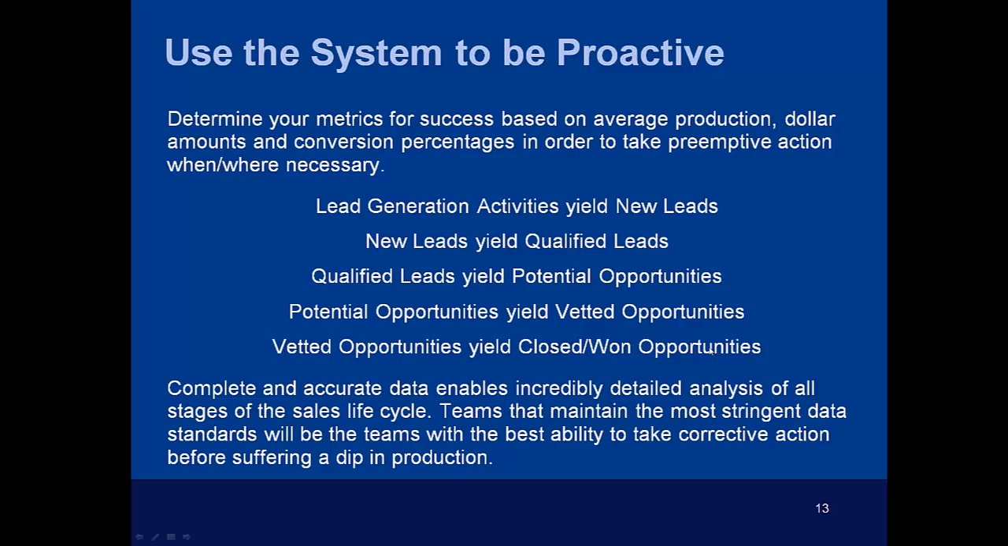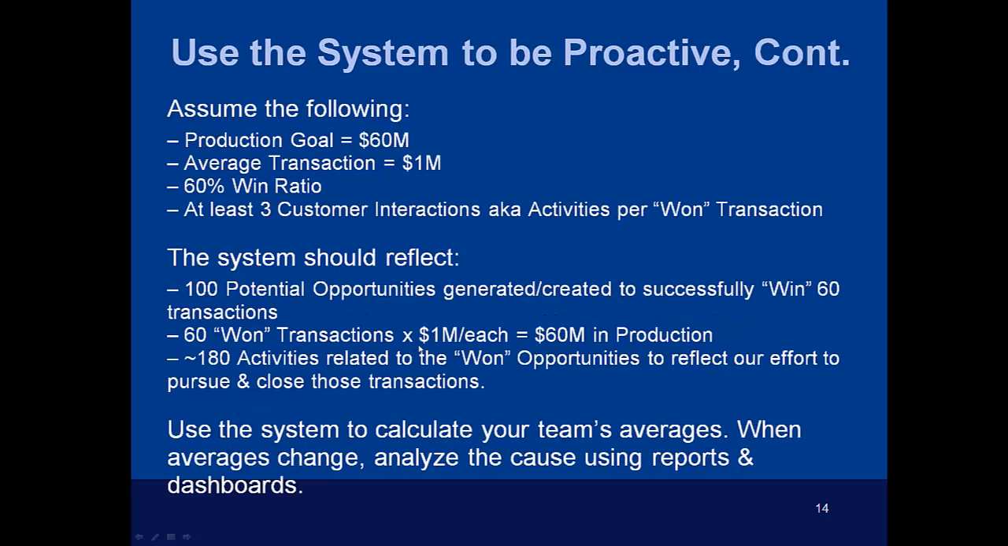So if we're trying to affect a certain amount of closed opportunities, we can take action on any one of these other conversion points if we see that we're coming in a little below average. And so here's a real life example, and for now, just for sake of argument, we'll ignore the activities. But let's say your production goal is 60 million. Let's say that your average transaction is 1 million, and let's say that of every 10 potential deals to come through your door, you're winning 6 of those, a 60% win ratio.